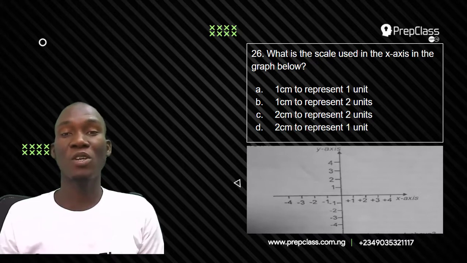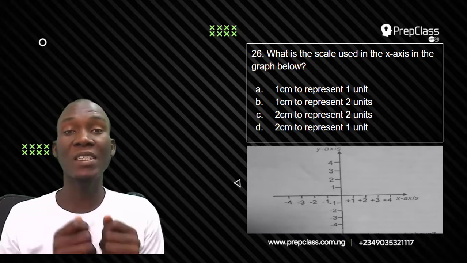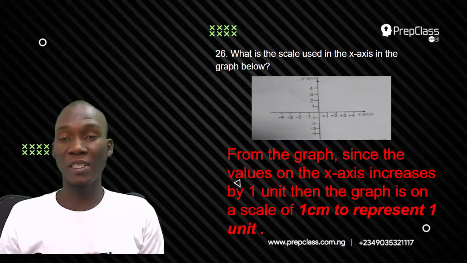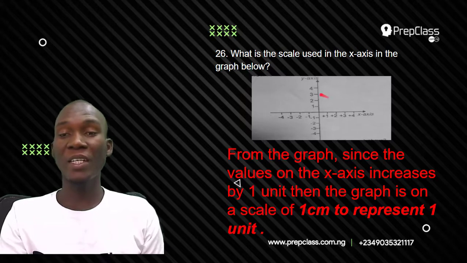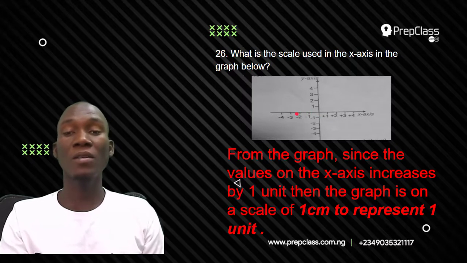Now this is the graph, so we have to look at the graph to determine the scale that is used. So let's look at the graph properly. Looking at the graph, this is the x-axis while this is the y-axis. So we have to look at the graph closely to determine the scale that is being used. At this point we have the center point, which is the 0 point. To the right, we have 1, 2, 3, 4, and so on. To the left, we have -1, -2, -3, -4, and so on.